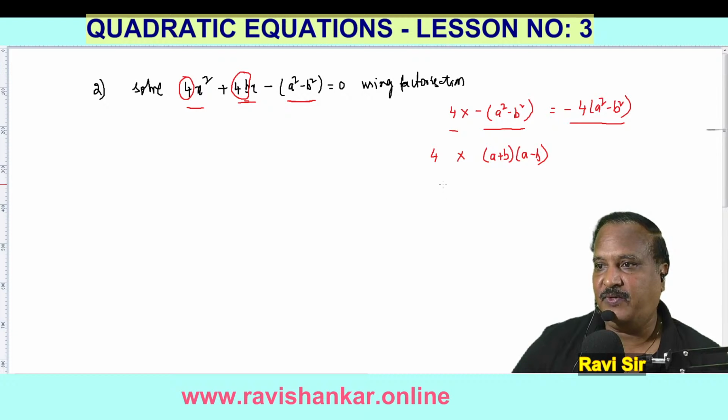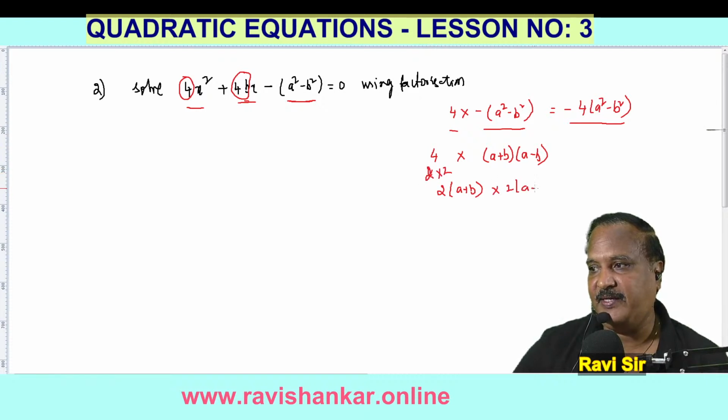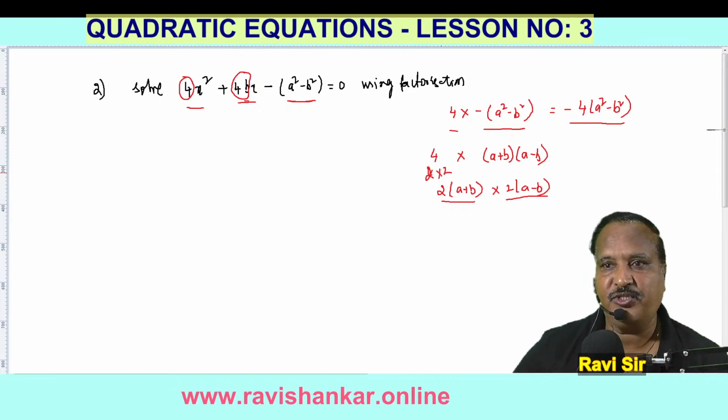So what I will do, I will write 2 into a plus b. I made 4 as 2 into 2, 2 into a plus b, and 2 into a minus b. So if you add these two things, I have made 4 as 2 into 2. This a plus b I have written here 2, and a minus b I have written here 2. So this is my thing. So now I have got two factors.